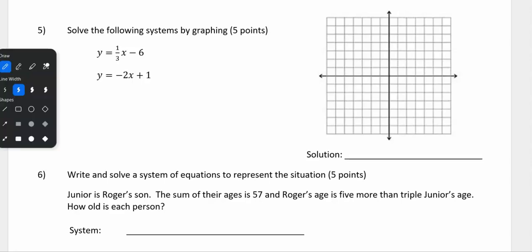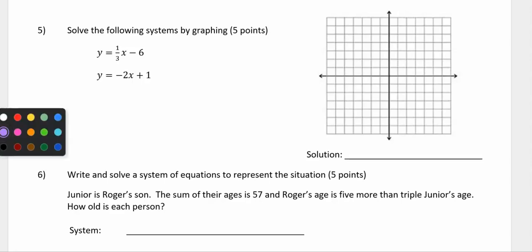Number 5, solve the system by graphing. When you graph, you want your equations to be in y equals mx plus b form. I have that on this one, so I don't have to move everything. This is ideal. So the first line, the y-intercept is negative 6. I'm going to go down 1, 2, 3, 4, 5, 6. Plot that point right there.